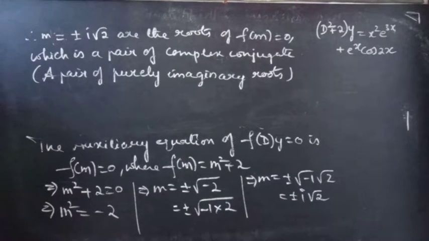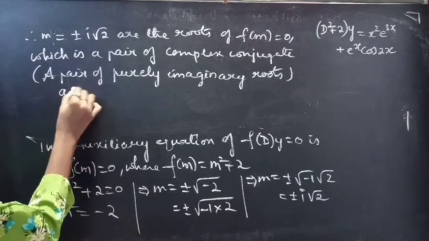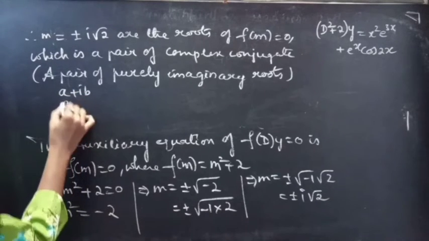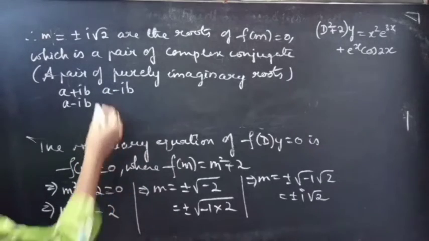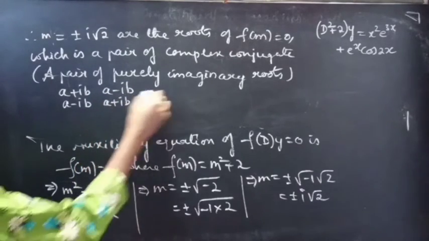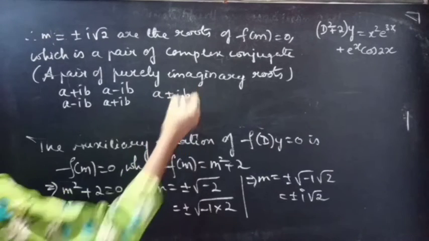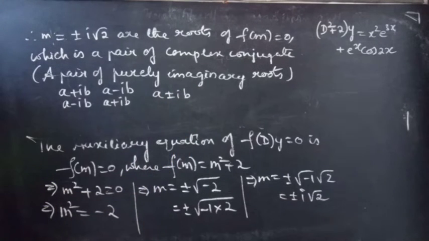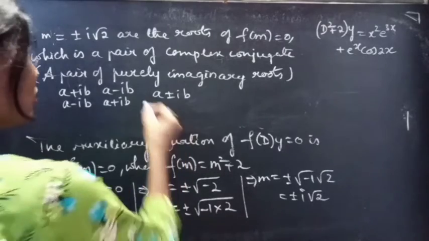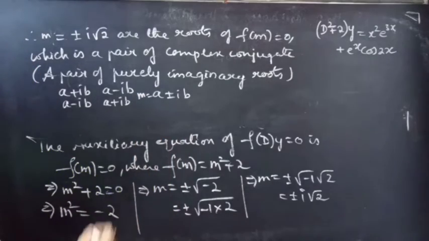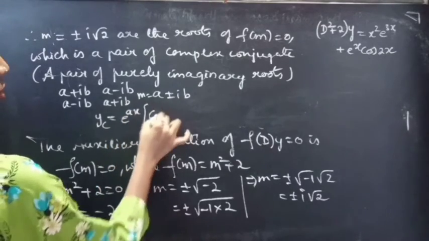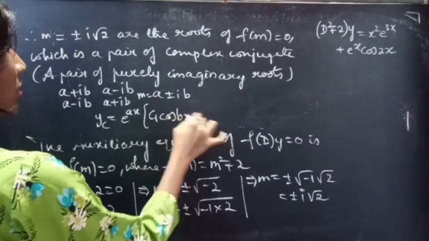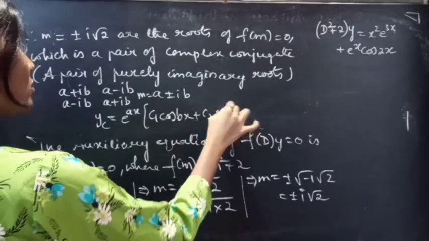If A plus iB is a complex number, then its conjugate is A minus iB. If A minus iB is a complex number, then its conjugate is A plus iB. So we can call A plus or minus iB a pair of complex conjugate roots. When m equals A plus or minus iB, then our complementary solution will be e power ax into (C1 cos Bx plus C2 sin Bx).